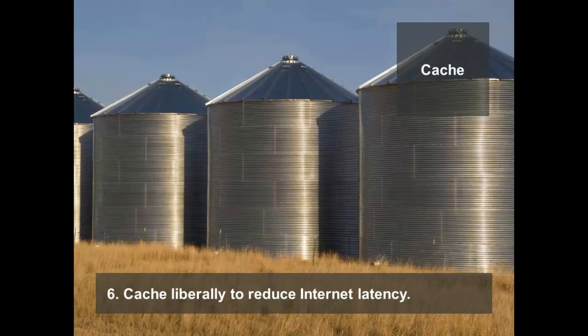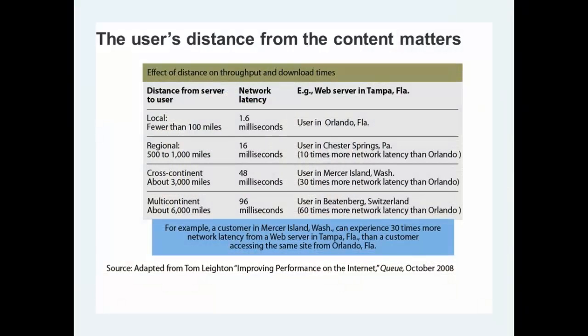The 6th tip is to cache. And caching is used a ton at many different levels to reduce internet latency. There's really 3 levels of caching that I'll discuss. And it roughly goes with the 3 levels of architecture I talked about in the beginning. But the user's distance from the content actually matters.